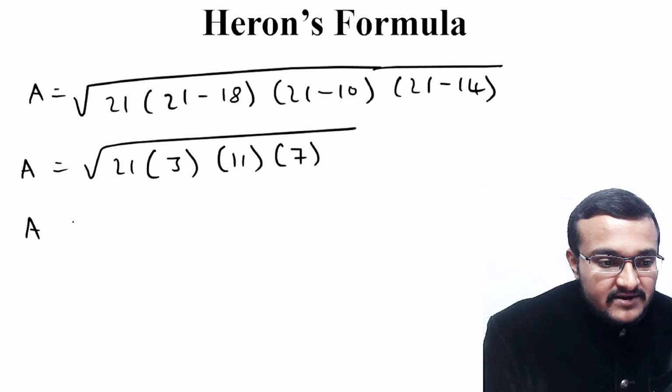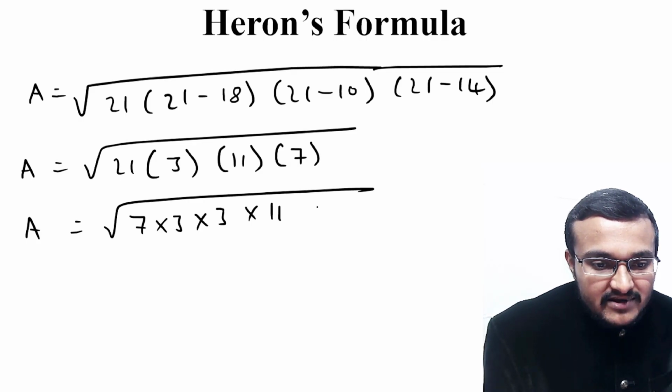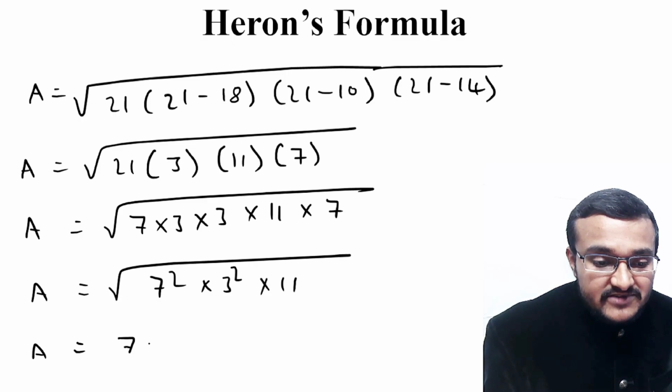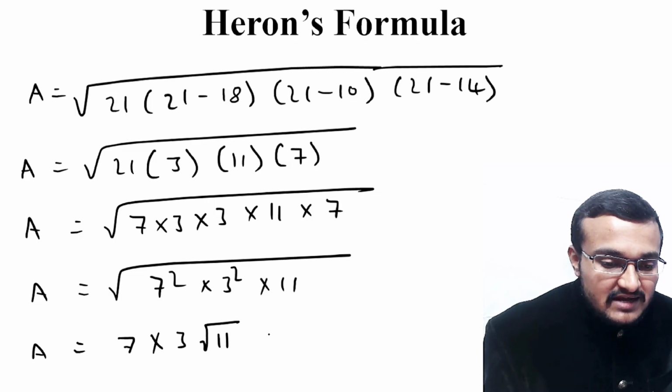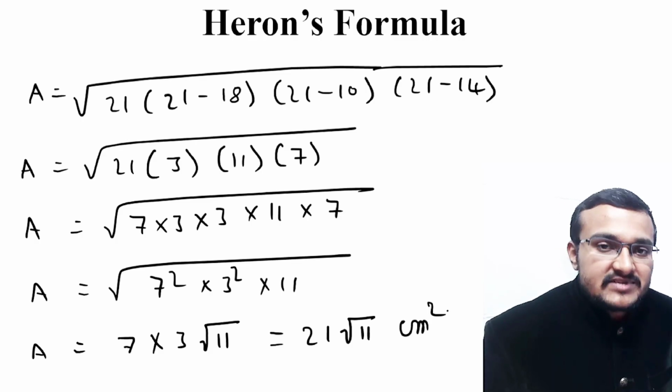So now we have area is equal to square root of 21 into 7 into 3 into 3 into 11 into 7. You can write as 7 into 3 into 3 into 11 into 7. So now we have area as square root of 7 square into 3 square into 11. Square root of 7 square is 7. Square root of 3 square is 3 into square root of 11. 7 3s are 21. So 21 square root 11 centimeter square is the area of this triangle.